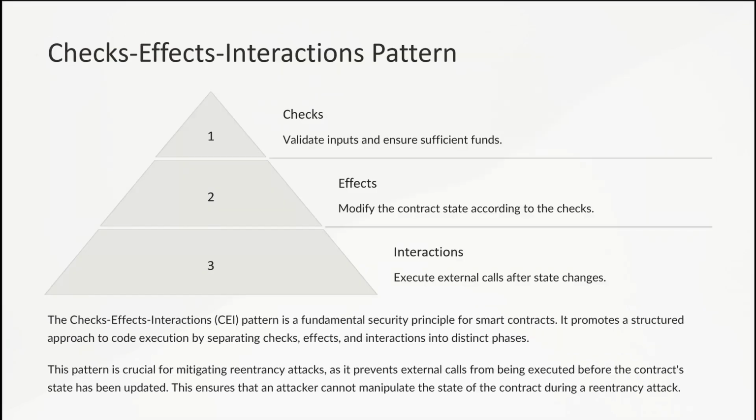CEI pattern. The checks-effects-interactions pattern is a fundamental security principle for smart contracts. It promotes a structured approach to code execution by separating checks, effects, and interactions into distinct phases. This pattern is crucial for mitigating reentrancy attacks by ensuring that all checks are performed and state changes are made before any external calls. We can prevent an attacker from manipulating the contract state during a reentrancy attack.